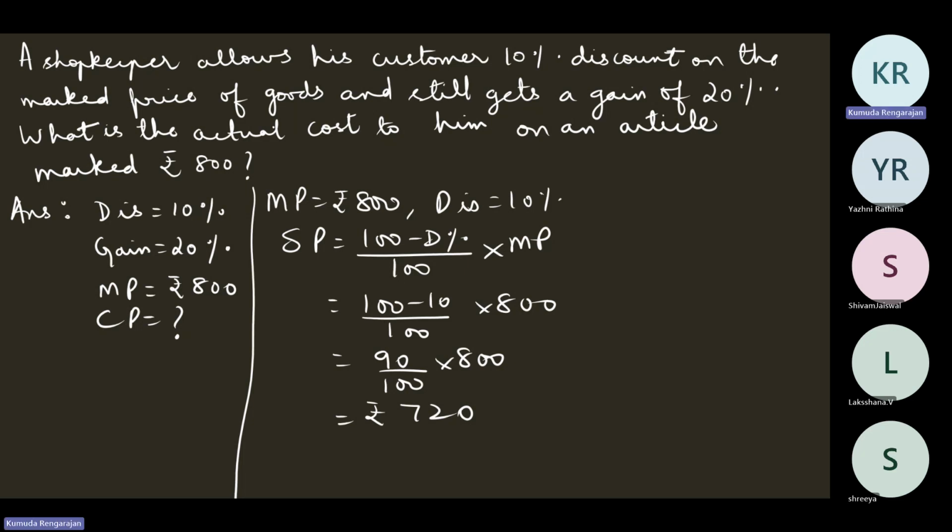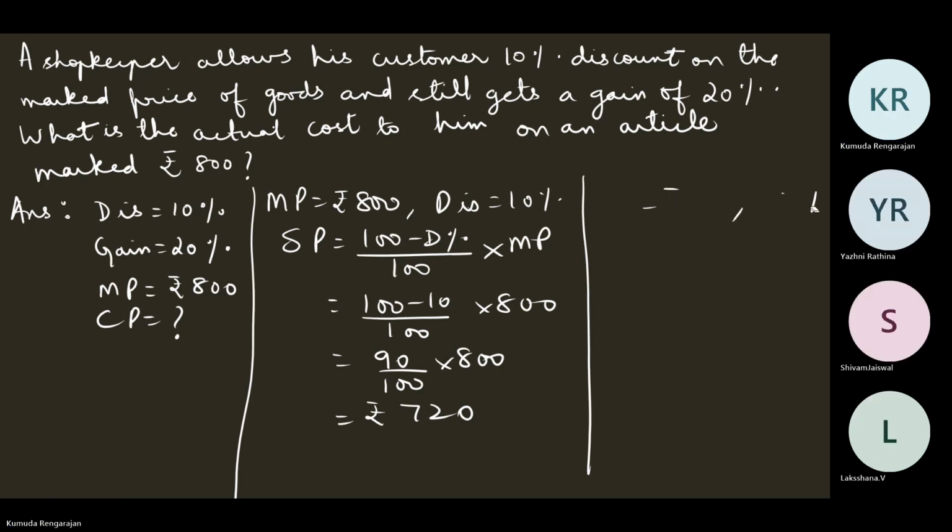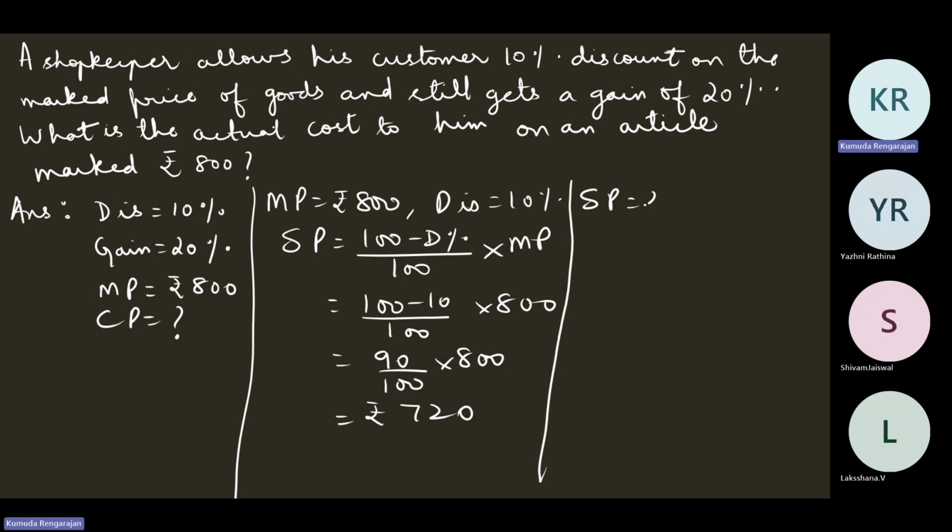Now, you know the selling price and the gain percent. You should know two things to find the third one. Now we found the selling price 720, and the gain percent is known to us, which is 20%. So with this, you can find the CP.